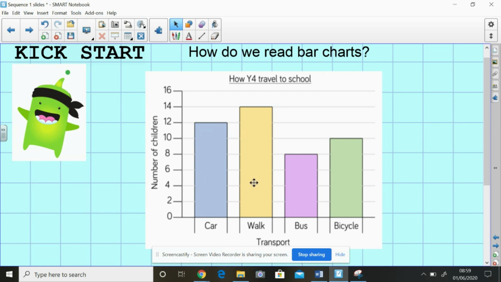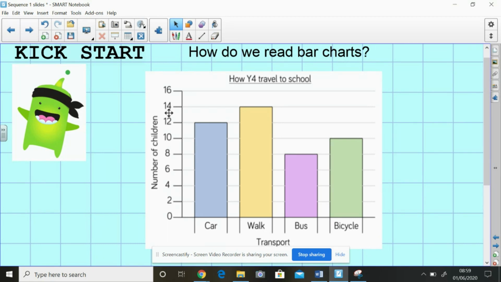Now look at the walk one, okay? We know it is walk, that is the type of transport. How many children travel to school by walking? We need to read up to the top of the bar, read across the line, and the number is 14.